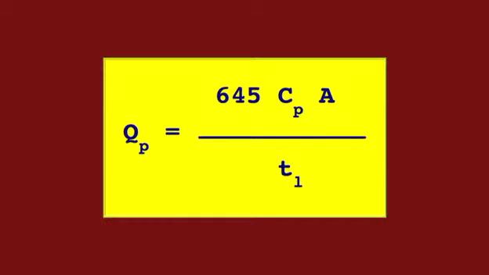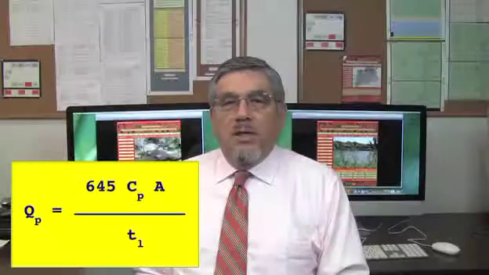In U.S. customary units, the Snyder formula is in which Q sub P is the peak flow for 1 inch of runoff in cubic feet per second. A is the catchment area in square miles, and T sub L is the lag in hours.